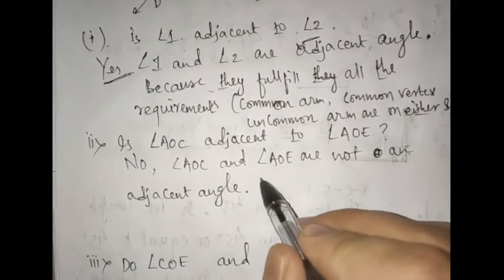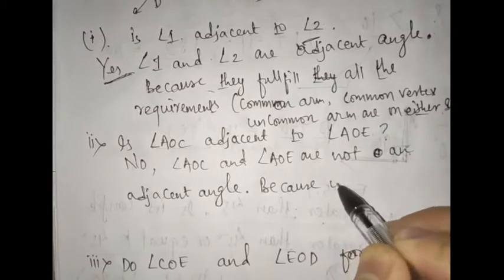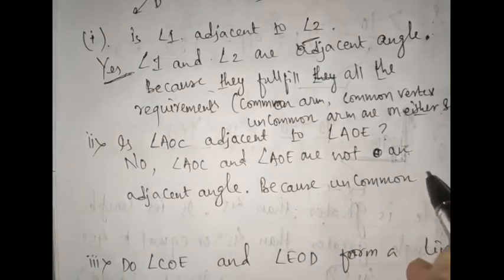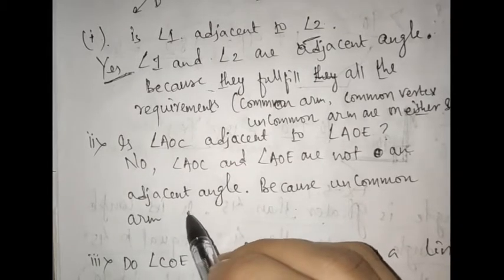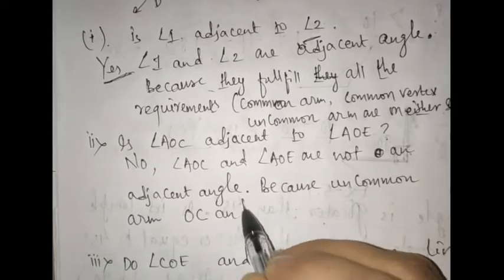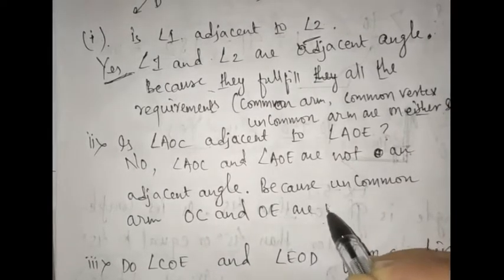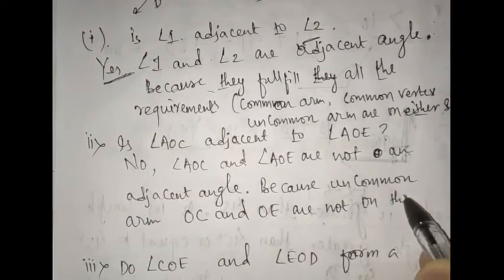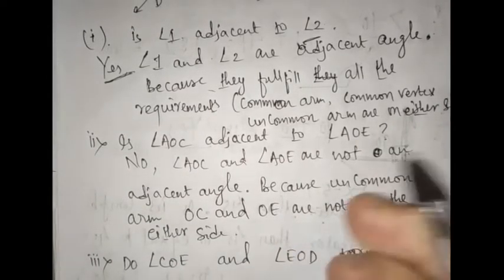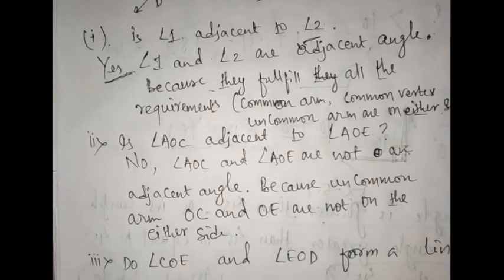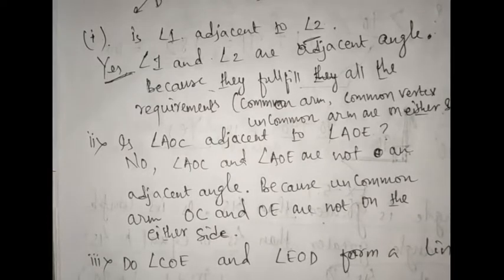Because you can write here, because of the uncommon arms. What are the uncommon arms? Can you tell me? Yes, the uncommon arms OC and OE are not on either side. Many of the students have a problem in this adjacent angle. So student, please make your concept clear, because I have made my 100% effort to make you people understand. Alright, if there is any doubt, you can ask me, comment down.